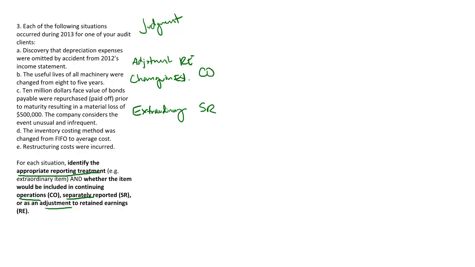Inventory costing method was changed from FIFO to average cost. Okay, so this is a change in accounting principle, which means we have to retrospectively adjust it. So that's going to have an effect on retained earnings. And restructuring costs were incurred. This is typically just a regular operating expense, so it will show up in our continuing operations.